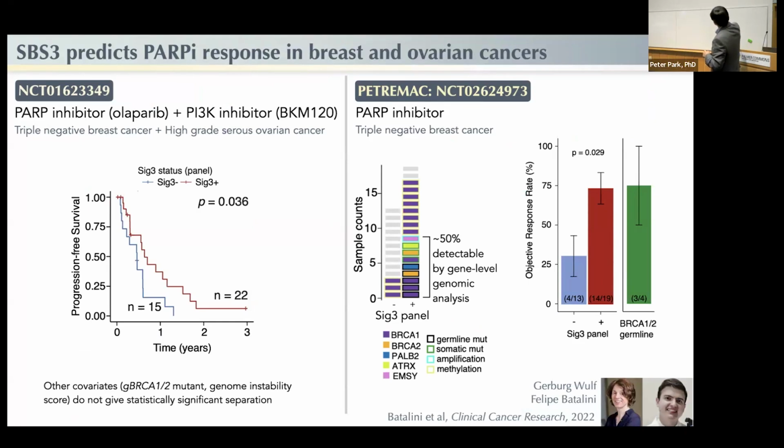And in fact, this is a set of signature 3 positive cases with panel data. It turns out that BRCA is involved, but many of them, at least half of those, are actually methylation cases, okay? So BRCA does not have a point mutation, but it's methylated, and you would not have known, right, if you look for point mutations.